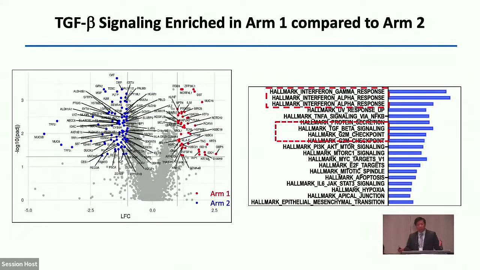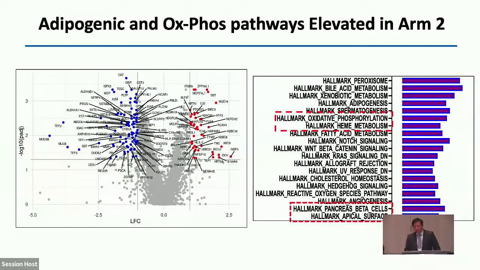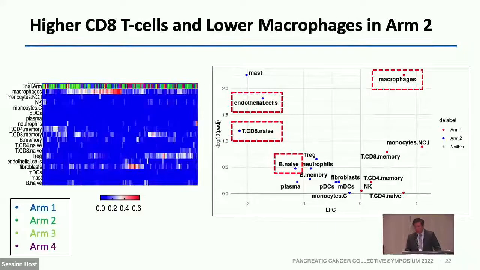This is just another way of looking at the data, but doing it in a supervised way. We're just comparing arm 1 glands to arm 2. And again, TGF beta came out as significantly different. So in the FOLFIRINOX arm, TGF beta is higher than in the FOLFIRINOX losartan arm. In arm 2, the losartan containing arm, the tumor cells were more enriched for OXPHOS pathways and adipogenesis. Again, something that we're looking into deeper.